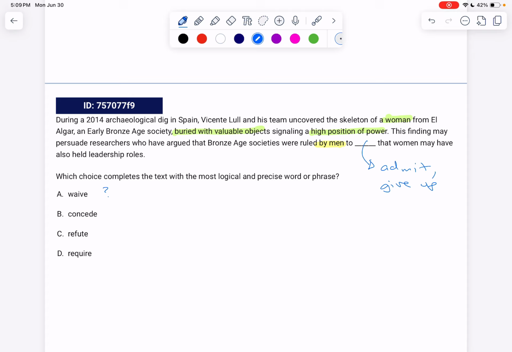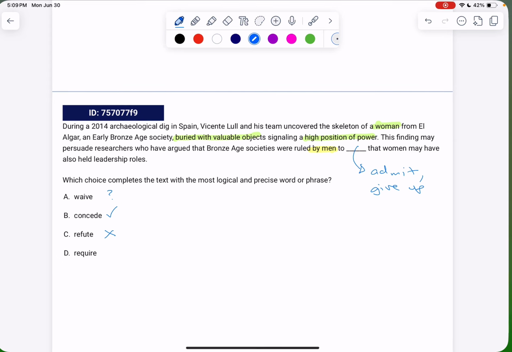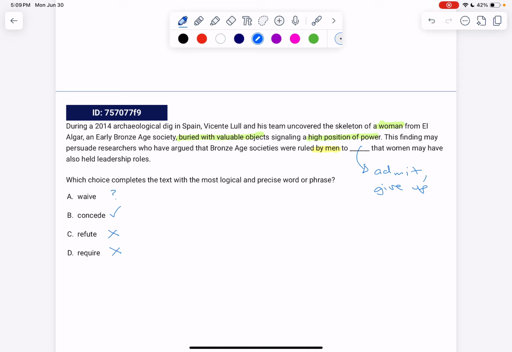Concede. Concede means to admit or to give in that somebody else is right. This is the perfect match for our anticipation. Let's give that a check. Refute means to fight against. So that one is actually the opposite of what we want. So let's give that an X. And require means you to have to do something. And again, here we're just admitting and giving up. So this one's going to get an X as well. And that matches our anticipation. We're going to go with B here.